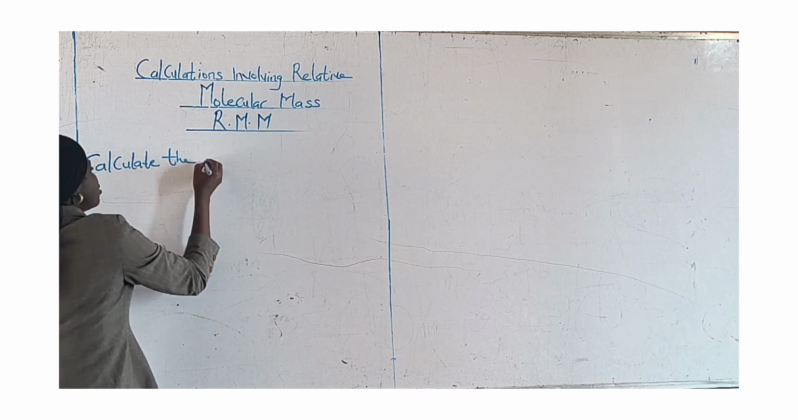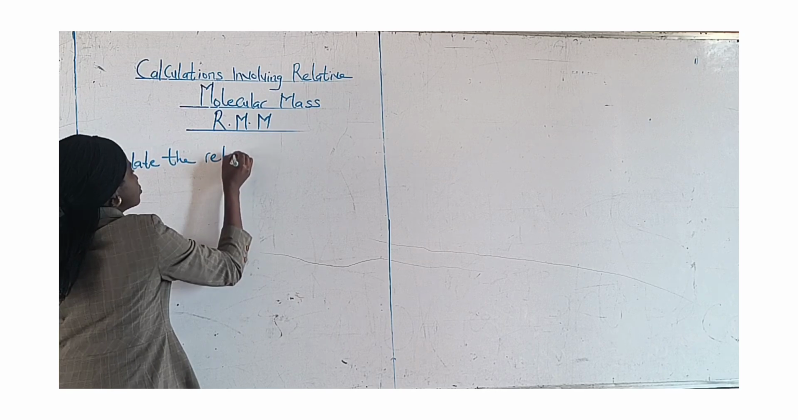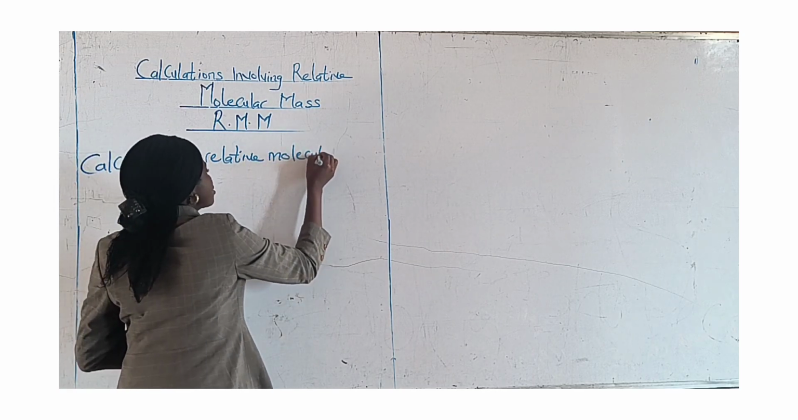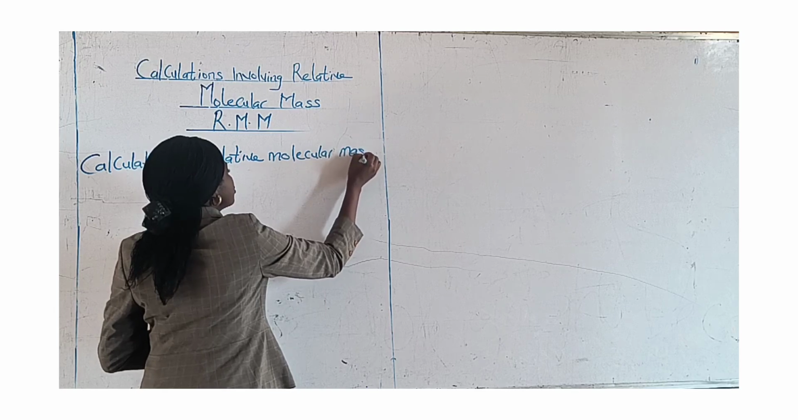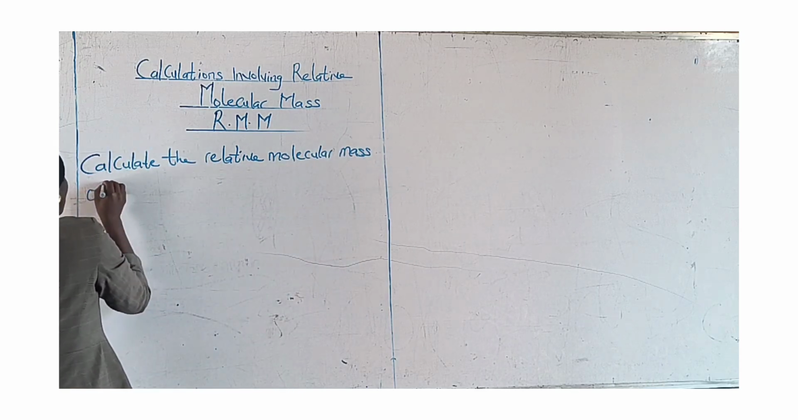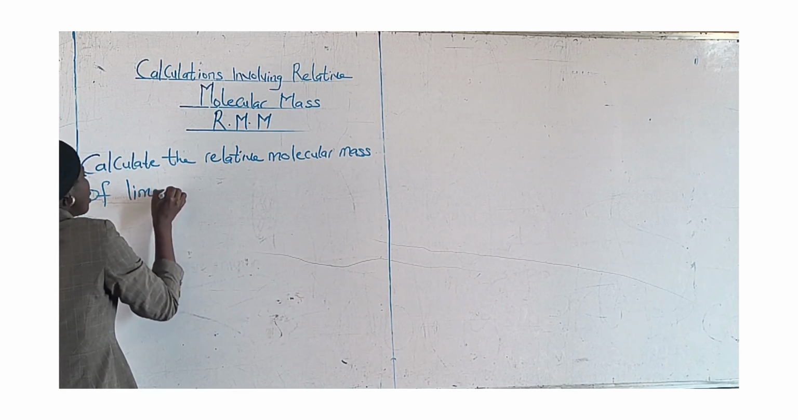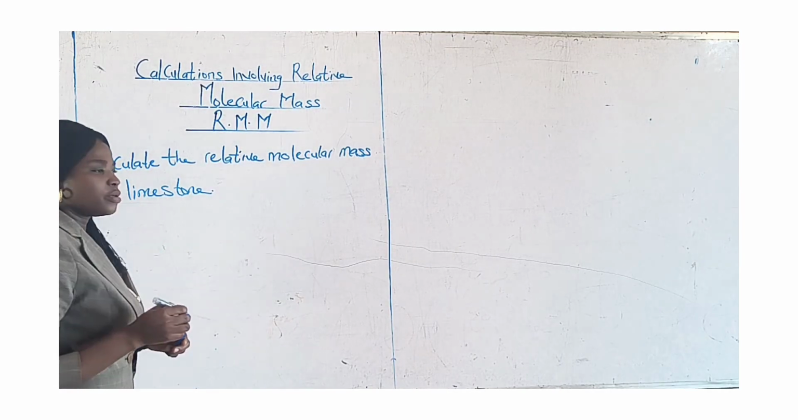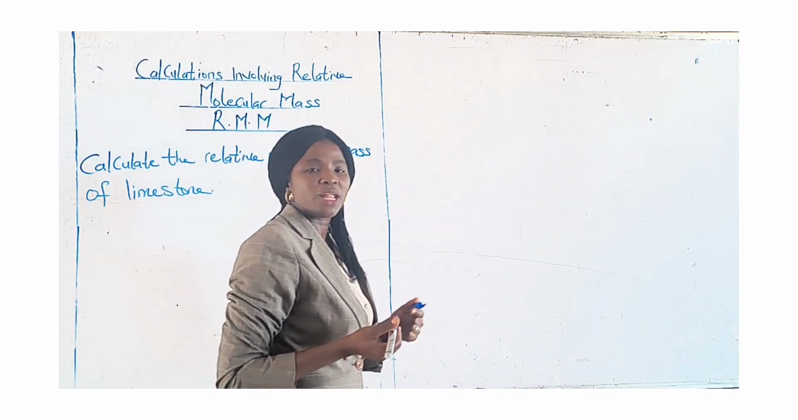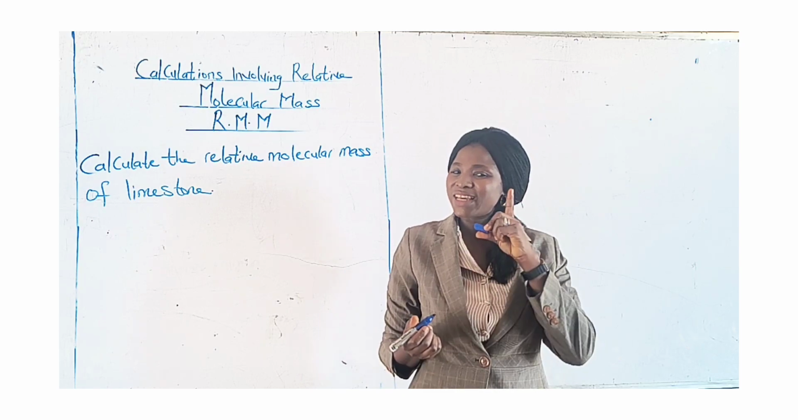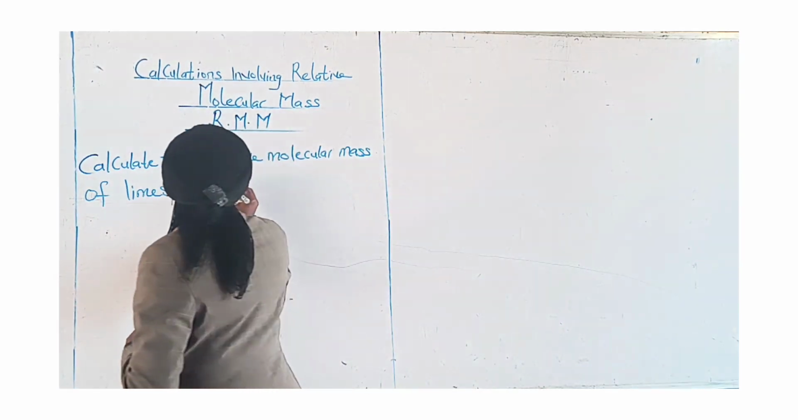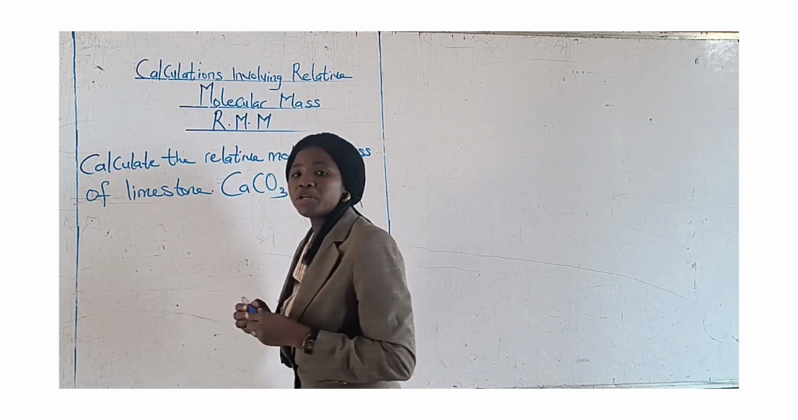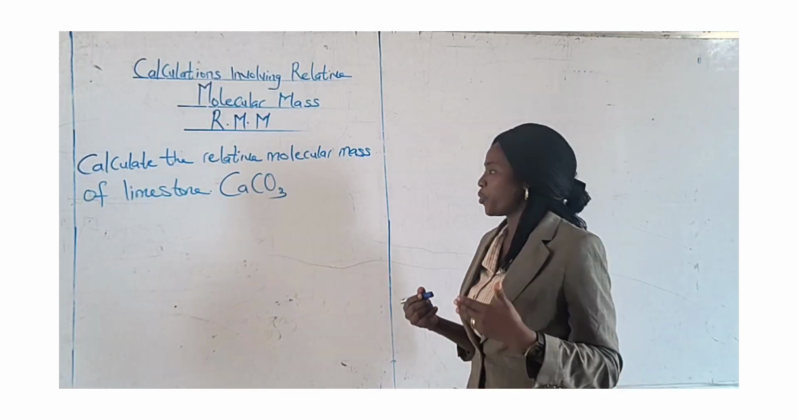Calculate the relative molecular mass of limestone. Good. Now the question comes in, what's the meaning of limestone? Limestone is a chemical formula, it's a compound. It is CaCO3. Good, so we need to call it CaCO3.